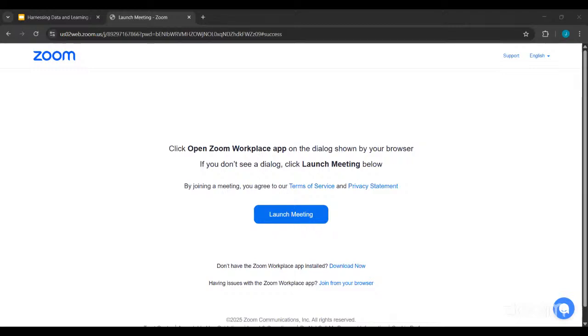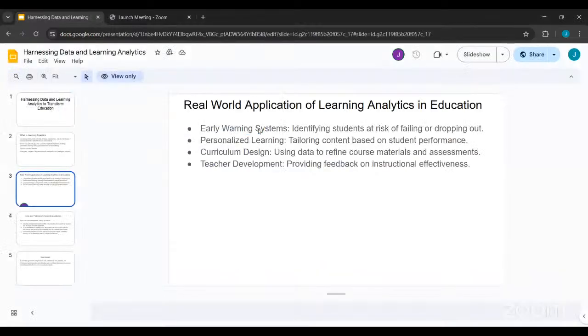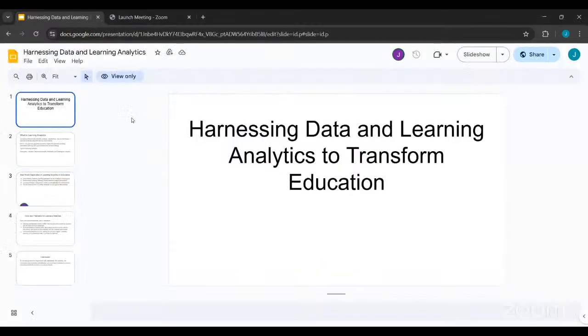Okay. So, good morning, everyone. My name is James Obatoki, and this morning I will be presenting harnessing data and learning analytics to transform education. I came up with this topic because of the recent advancements in technology and how technology can be used to transform our education systems here in Nigeria.